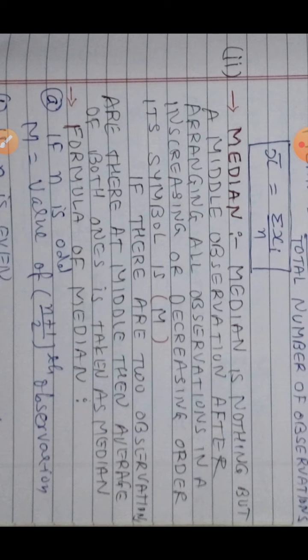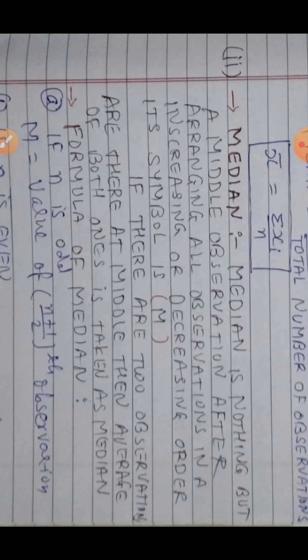Because median is not average, not to add and then to divide. Actually no calculation is required here. Just pick out that particular observation and that observation's value is nothing but a median. So whenever two observations are there, at that time take the average of both observations and that is called median.